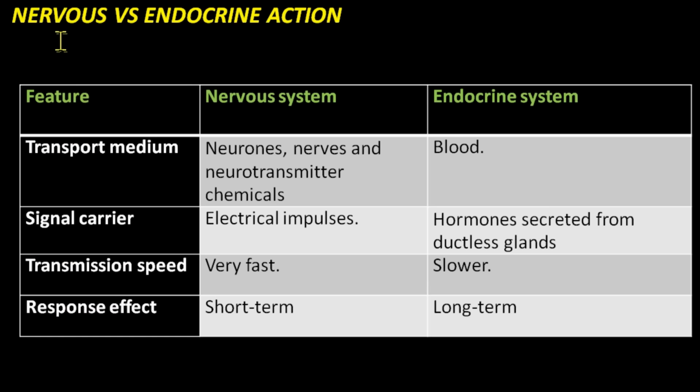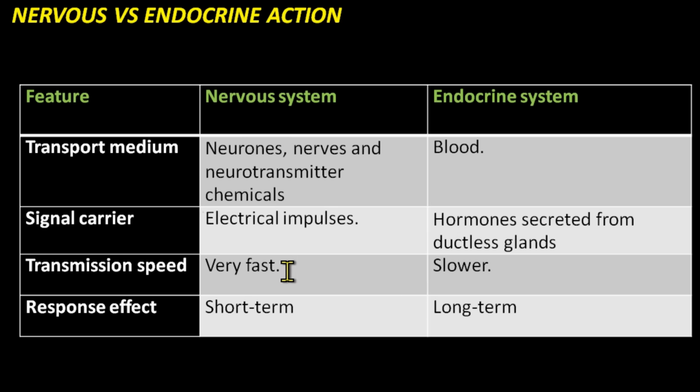So some differences between nervous and endocrine systems in action would include, well, first, the transport medium. The nervous system uses neurons, nerves, and neurotransmitter chemicals. The endocrine system secretes their hormones into the bloodstream. The signal carrier for the nervous system is electrical impulses, but the endocrine system is with hormones secreted from these ductless or endocrine glands.